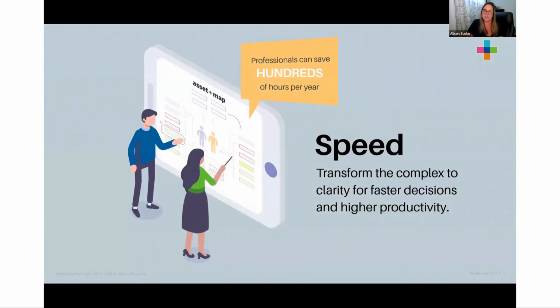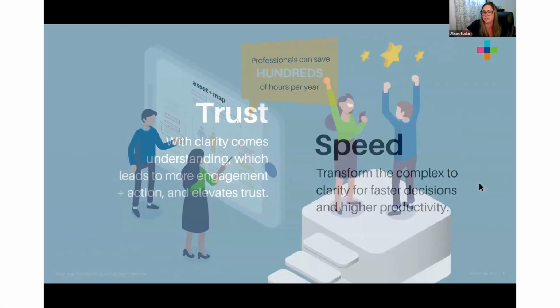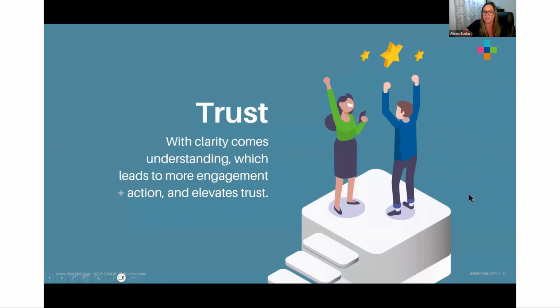Some of the interesting statistics and information we've gathered by talking to some of our largest clients and some of our long-term clients are that people are really saving a lot of time using Asset Maps. So again, simplifying the complex is allowing you to serve more clients, and they're saving huge amounts of time throughout the year, allowing them to get clarity to their clients for faster decisions, and again, working with more folks.